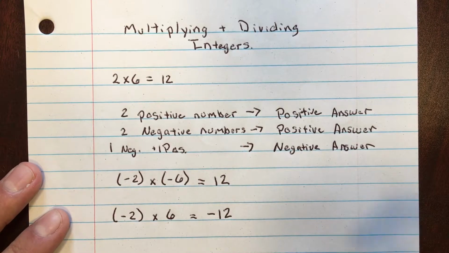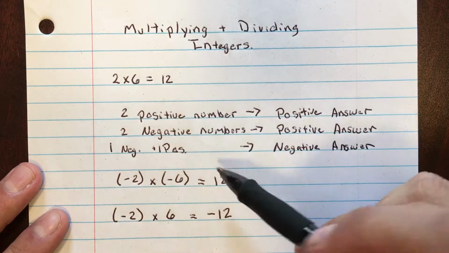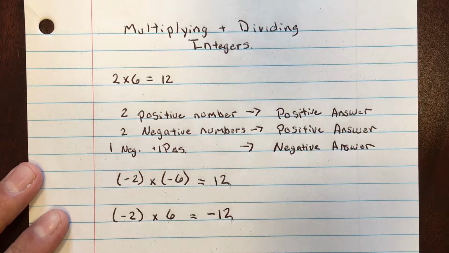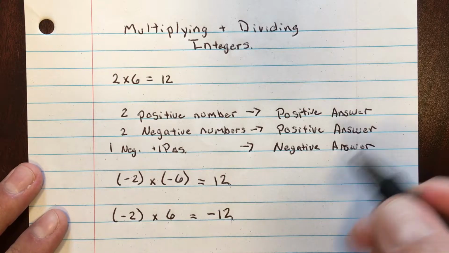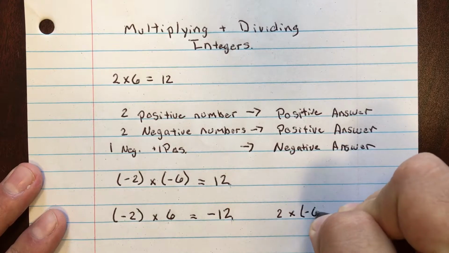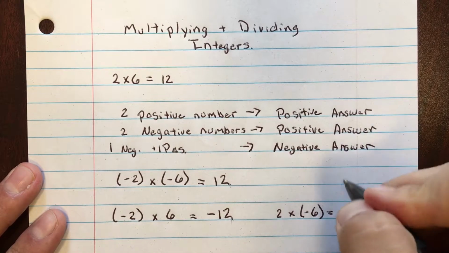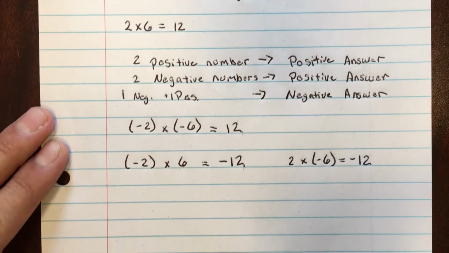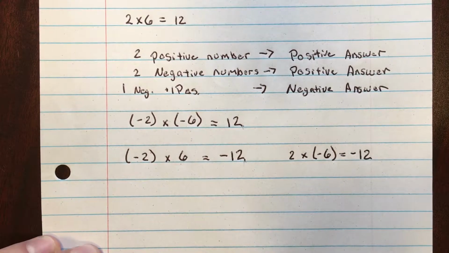So the actual math doesn't change. The 2 times 6 is always going to be 12. It just depends on what's negative and how many negatives there are on whether the answer is going to be negative or positive. And the same thing if you flip the negatives. If I had a positive 2 times a negative 6, that's going to give you also a negative 12. All right, now division works the same way.